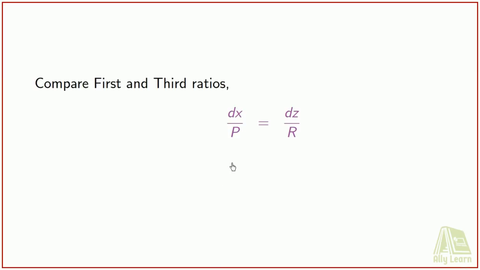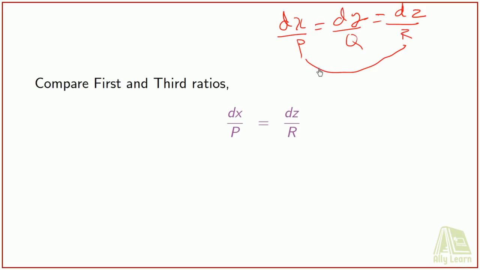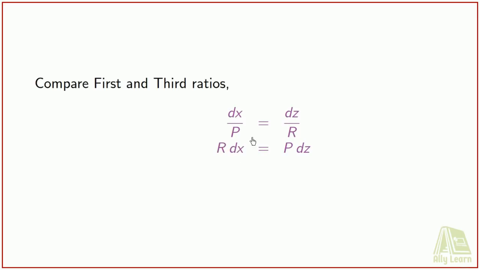Okay friends, just for your remembering, I'll write over here that my Lagrange subsidiary equations were given in this form: dx over p equals dy over q equals dz over r. Now we are comparing the first and the third ratio. As done before, we cross multiply: r dx equals p dz. Then we write it in this form, r dx minus p dz equals 0, and then we further solve it to get a solution curve.